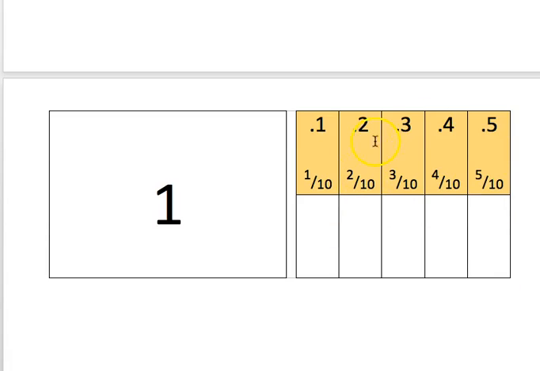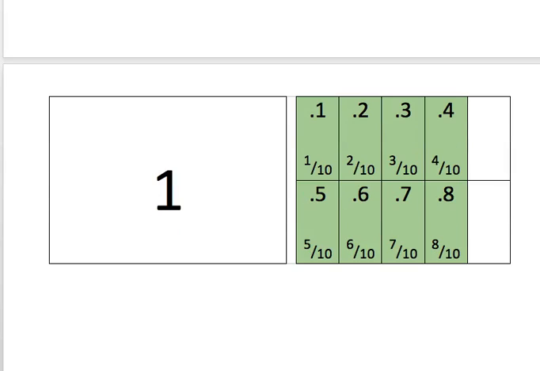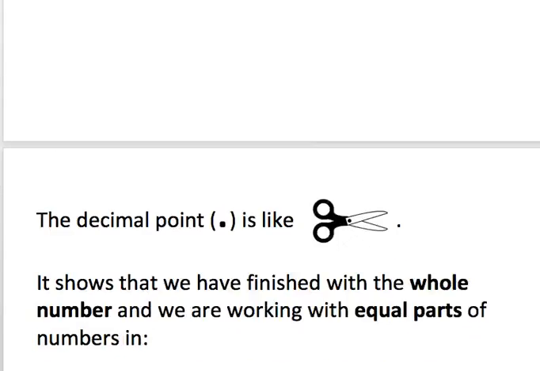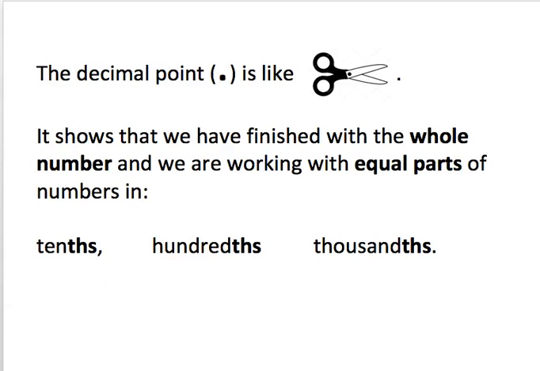Can't look at these tenths often enough, but it's 1.5, which is the same as 1 and 5/10. 1 and 2/10, 1 and 2/10. You get the idea. There's a fraction with 8/10, 1 and 8/10 on it. So your main idea is to remember when you see a decimal point in the number, it's like a pair of scissors. It shows that we're finished working with the whole part of a number and we are working with equal parts of numbers in tenths, and those THs are important, hundredths or thousandths.